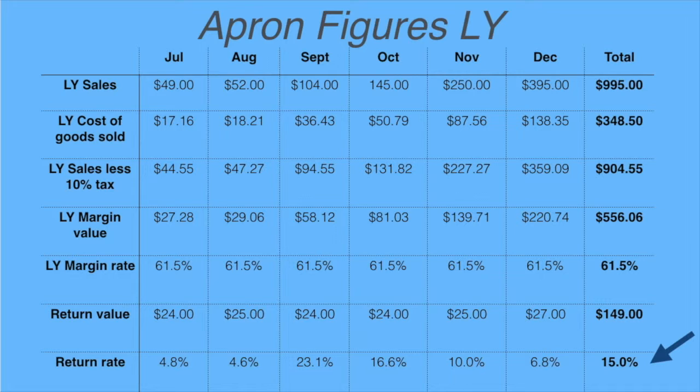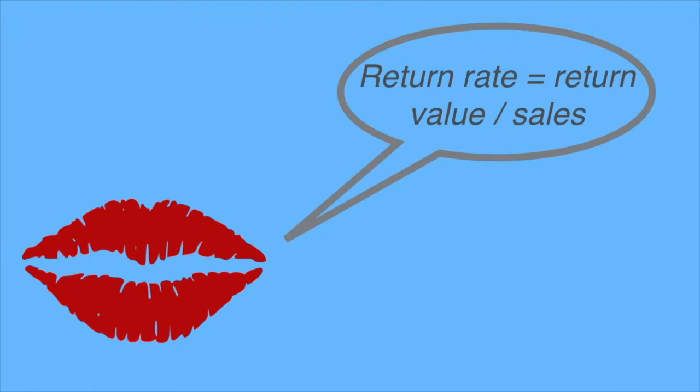The rate has been calculated by dividing the return value into the sales value. I should mention at this point that the sales figure of $995 that we had for last year's sales does not reflect the return value. And as all we really want from last year's budget is what the return rate was, which in this case was 15% for the period, we just divide the return value into the sales value.